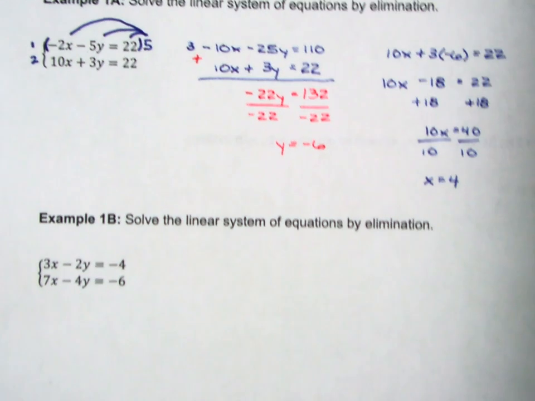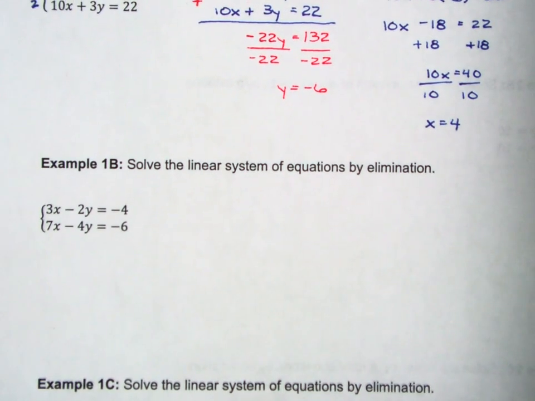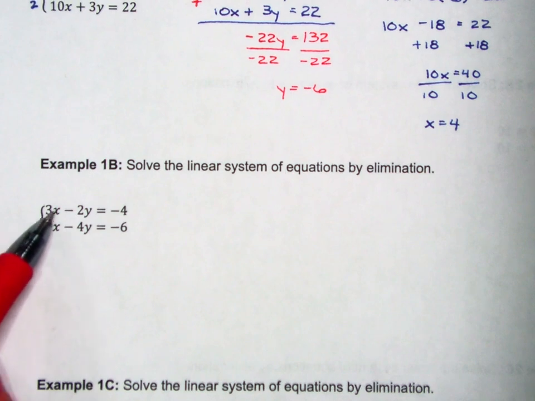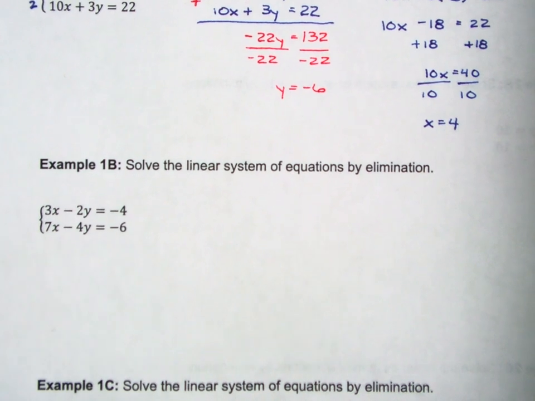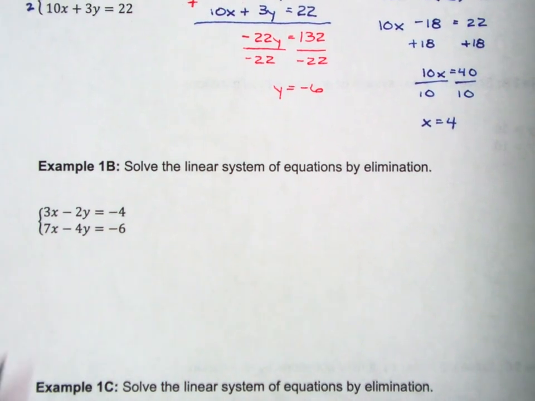Now, if we take a look at example 1b, very similar idea here. If we try to identify if this is an addition or subtraction problem, we're going to note right away that if we add these together, we are not going to eliminate our x's or our y's. If we subtracted these, again, we're not going to be able to eliminate our x's or our y's.